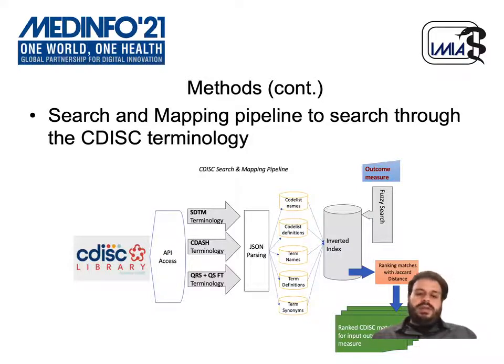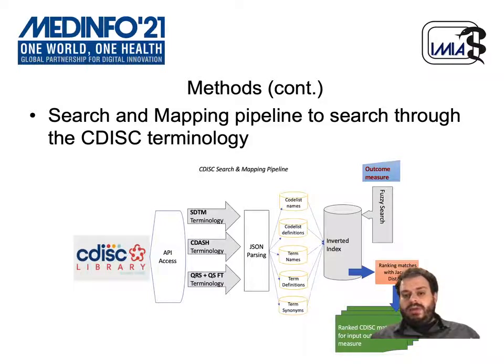So after the JSON parsing is done, we get the variable names, synonyms, code lists, term names, term definitions, all of that. We build a search index, an inverted search index, into all of this. This allows us to cast a very wide net when searching.